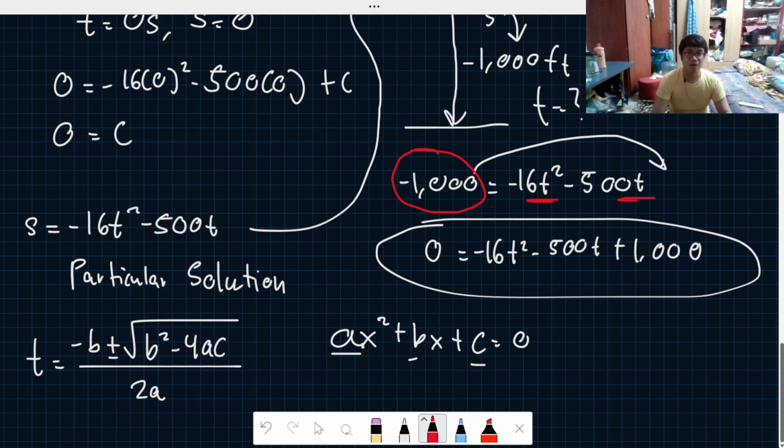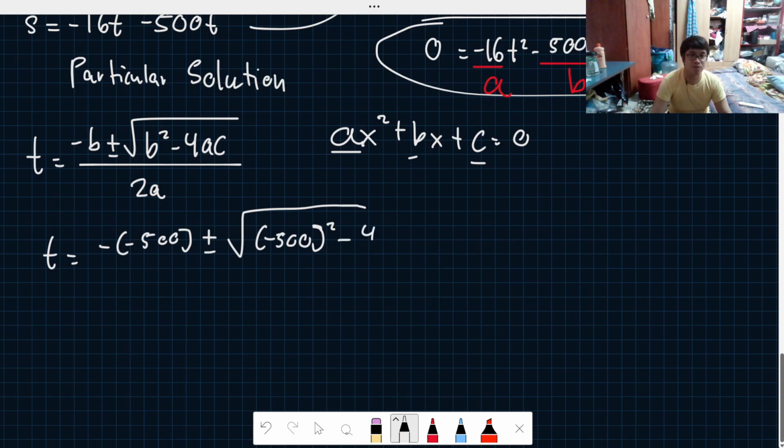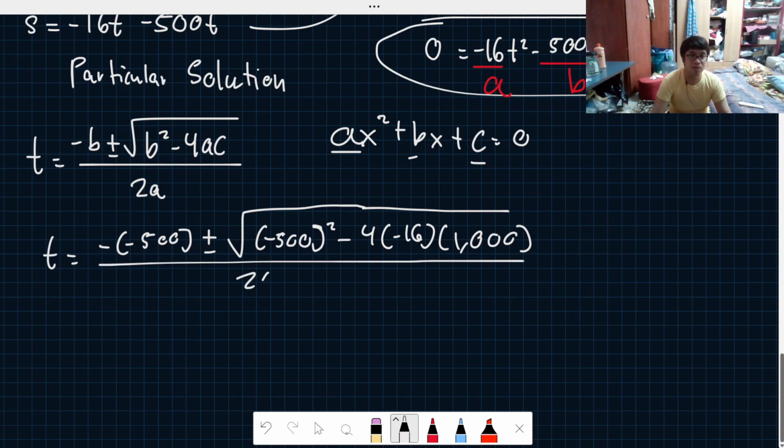Therefore, your a here is negative 16, your b here is negative 500, and your c is 1,000. So you're going to substitute it here. You have negative b, so that's negative negative 500, plus minus the square root of negative 500 squared minus 4 times your a, which is negative 16, times your c, which is 1,000, all over 2 times your a, which is negative 16.